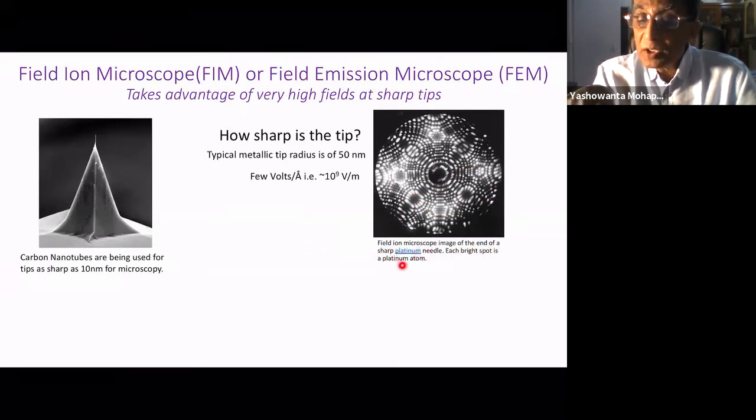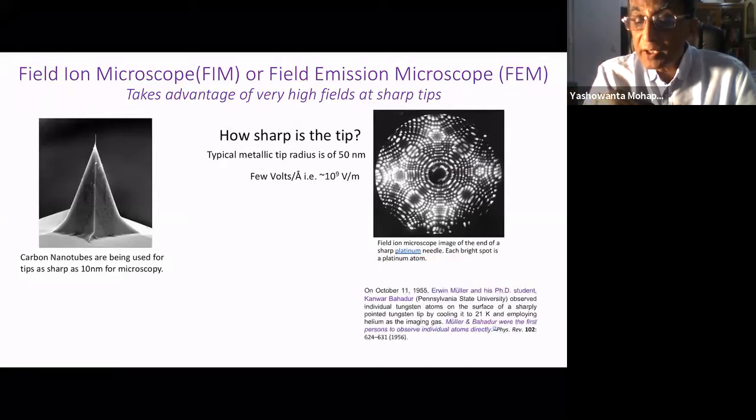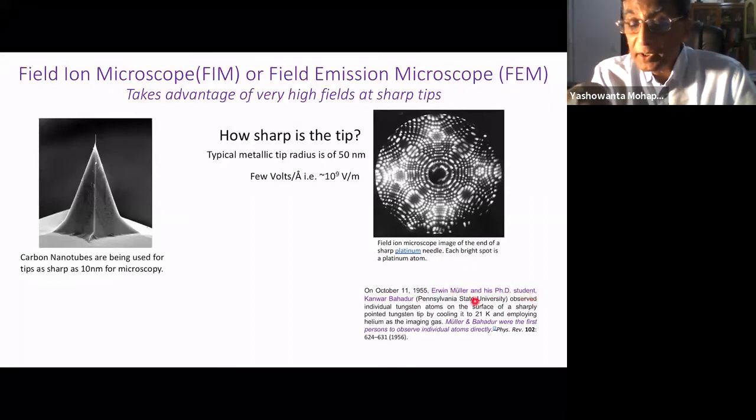Each bright spot is a platinum atom. In fact, this was first done on October 11, 1955. Erwin Müller and his PhD student, an Indian from Simla, Kanwar Bahadur, observed individual tungsten atoms on the surface of a sharply pointed tungsten tip. These two people, Müller and Bahadur, were the first to observe individual atoms directly. That's around 1955, published in 1956.